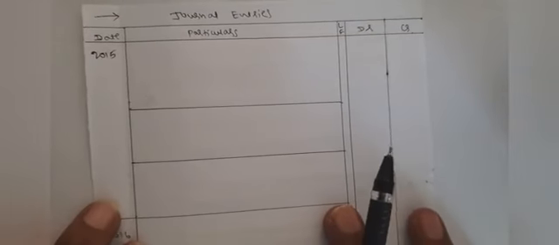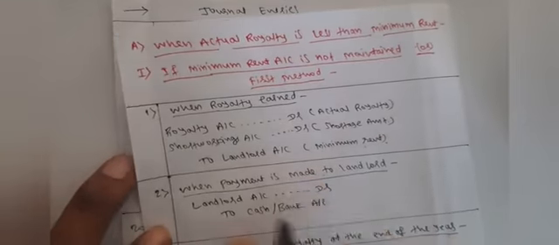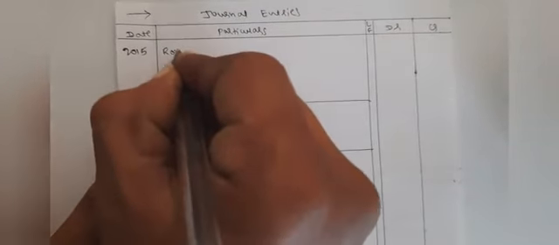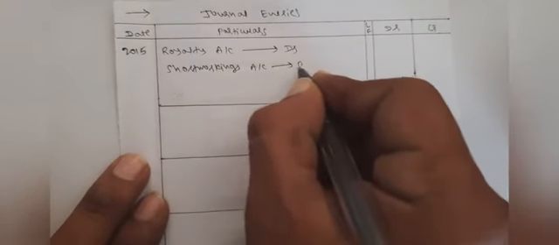So the first entry is for royalty earned. So what is the journal entry for royalty earned? See here. Royalty account debit, short workings account debit to landlord account. I will write this over here. So royalty account debit, number 2, short workings account debit to author's account.